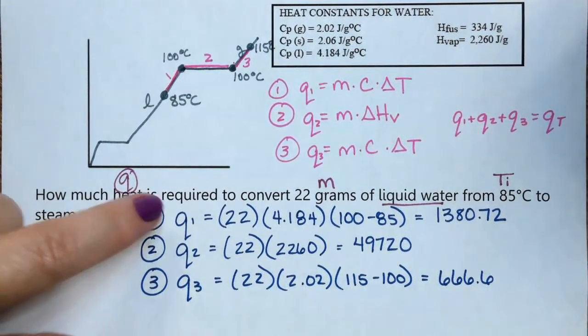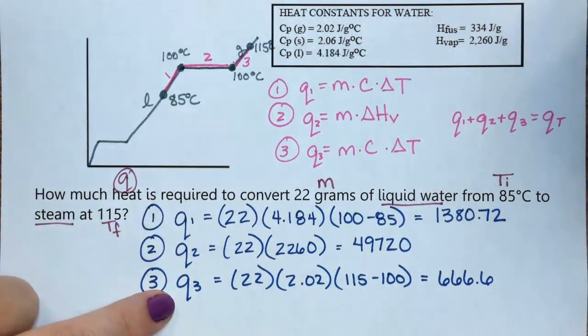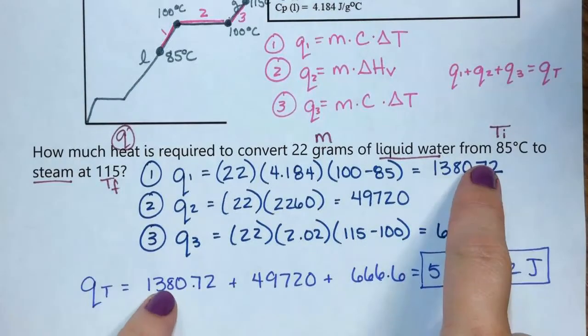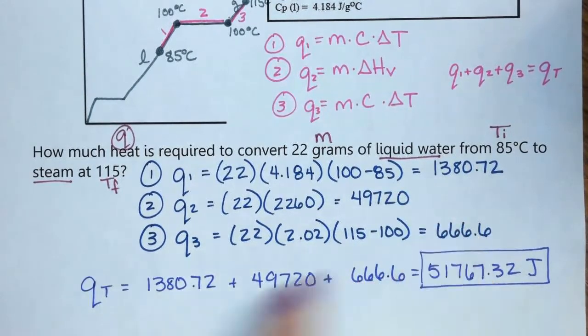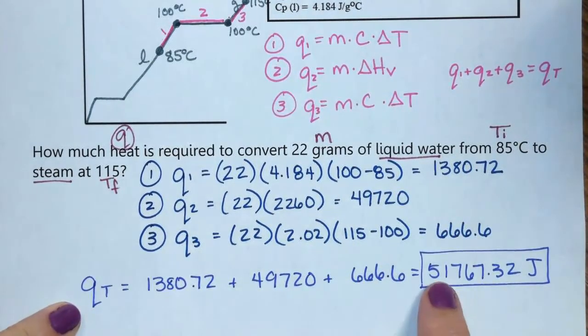So now we're going to add up Q1, 2, and 3 to get our final answer. If I add this plus this plus this, we get a grand total amount of energy of 51,767.32 joules.